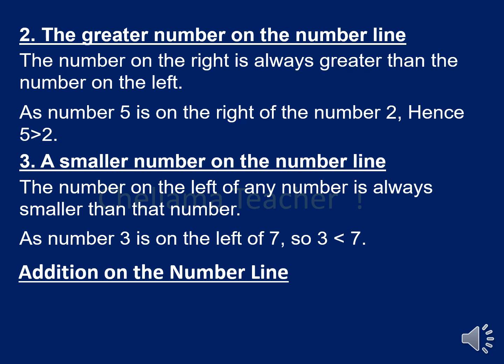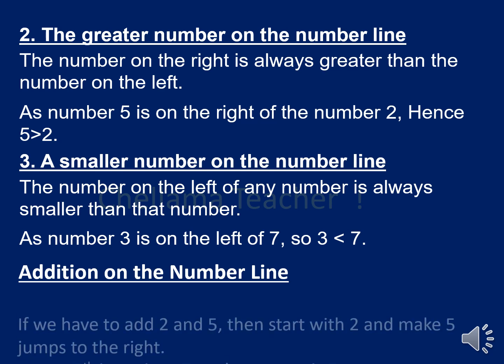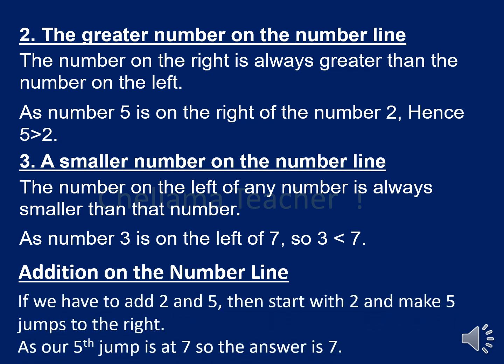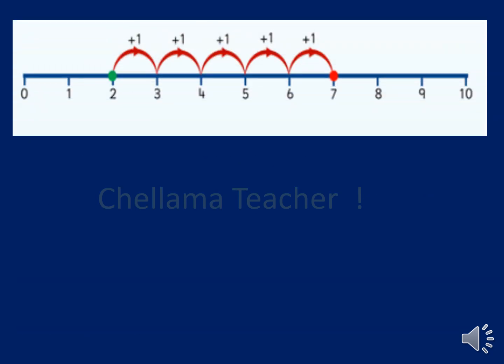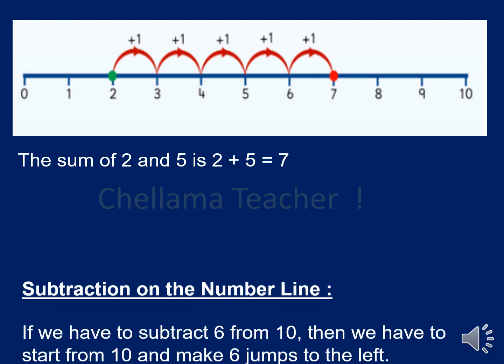Next is addition on the number line. If we have to add 2 and 5, then start with 2 and make 5 jumps to the right. As our fifth jump is at 7, the answer is 7. It is shown very clearly in the picture. So the sum of 2 and 5, 2 plus 5, is 7.